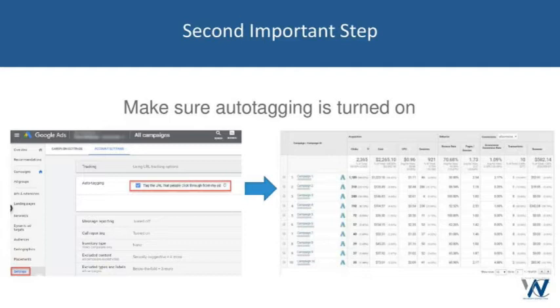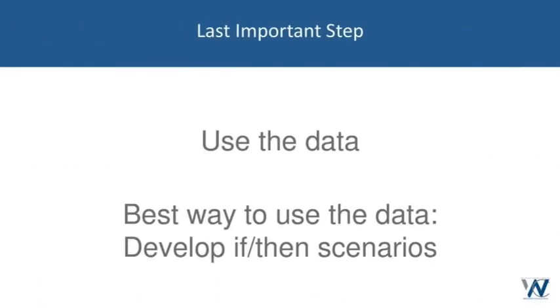Okay, but there's still one more step after that. And that's ultimately you have to use this data. Connections and auto tagging only brings the data in. If it just sits there, it does you no good. And the best way I can suggest that you use this data is you develop these if-then scenarios based on what you're seeing.